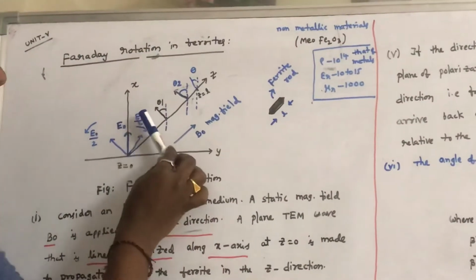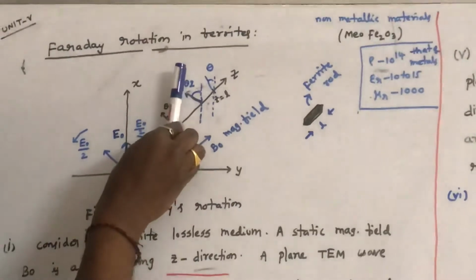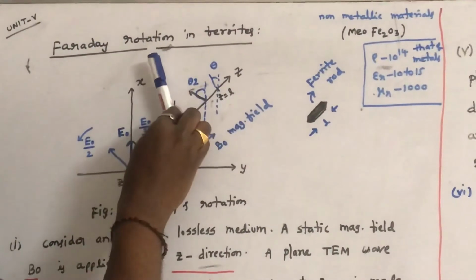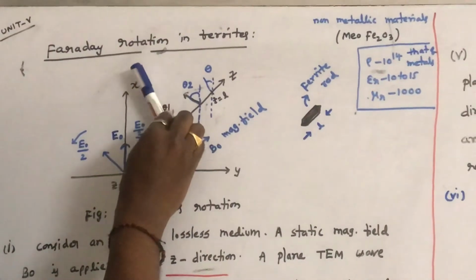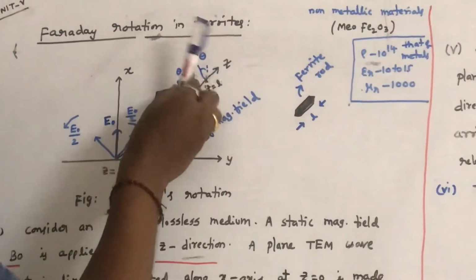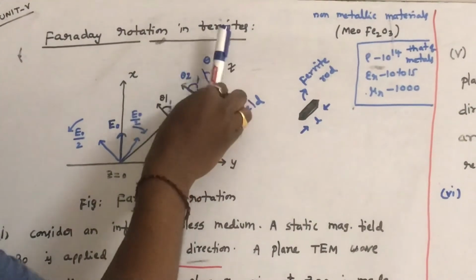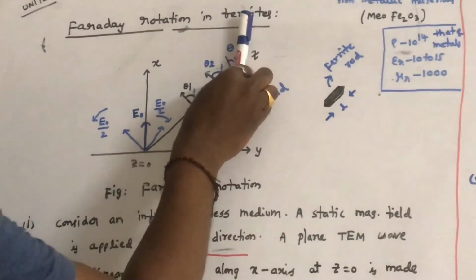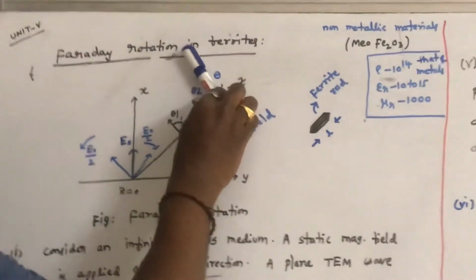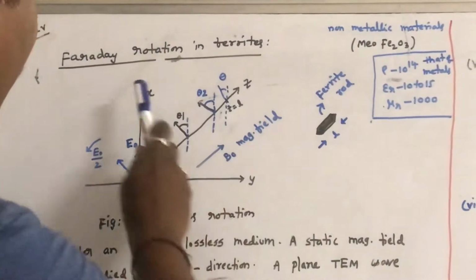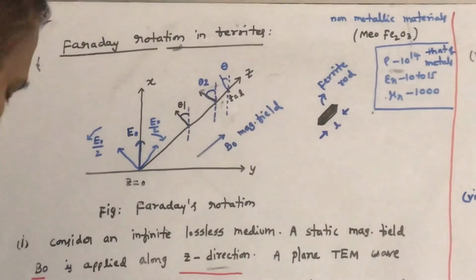If the wave propagates through this, see this. This is the vertical polarization. As it travels through the ferrite, the plane of polarization changes with the distance by θ1. When the wave further travels, the plane of polarization changes to θ2, and finally at z equal to L, at the end of the ferrite, the plane of polarization changes to an angle θ. So that means the plane of polarization changes. That is the very important definition.